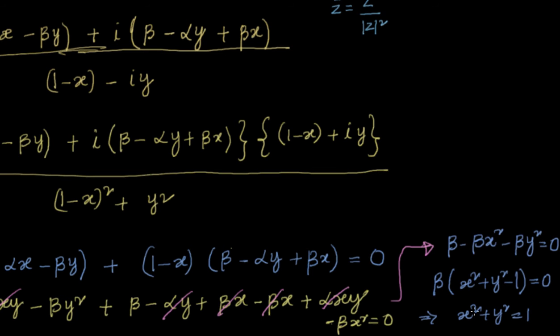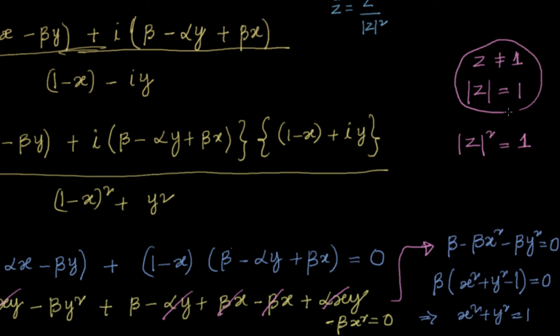But what is x square plus y square? x square plus y square is nothing but mod z whole square. Mod z whole square equal to 1. That means mod z is equal to 1. So what can we say then? We can say that mod z equal to 1, and also they gave me in the problem that z not equal to 1. So all the set of values of z will satisfy these two conditions, that mod z equal to 1 and also z not equal to 1.